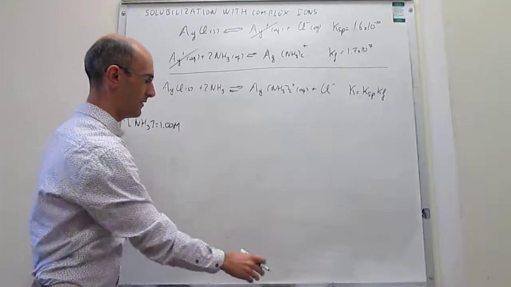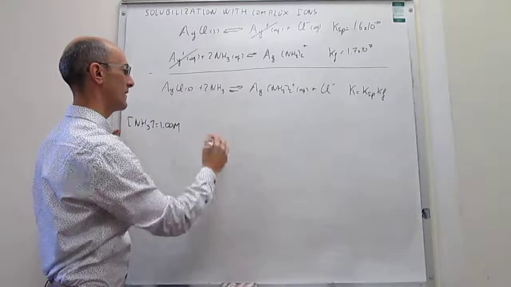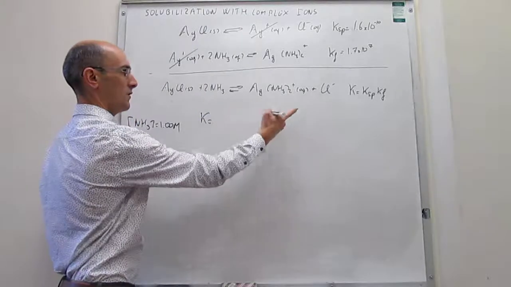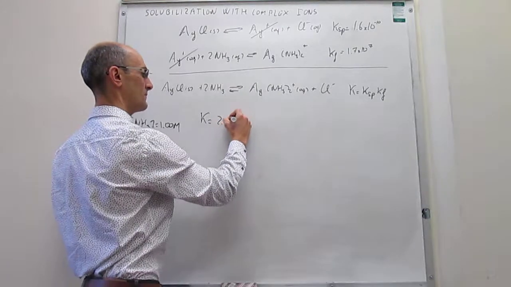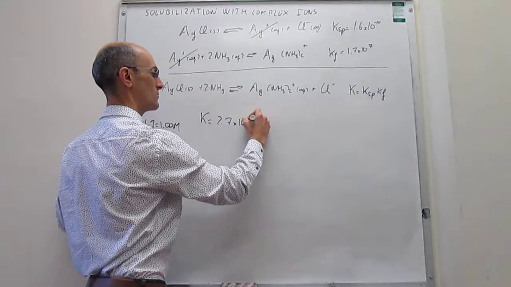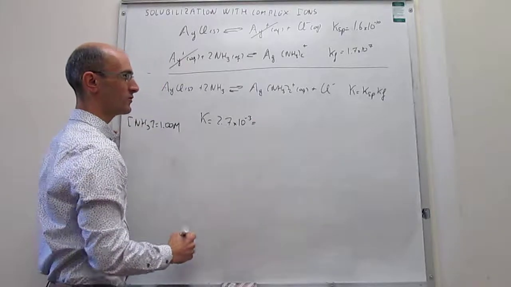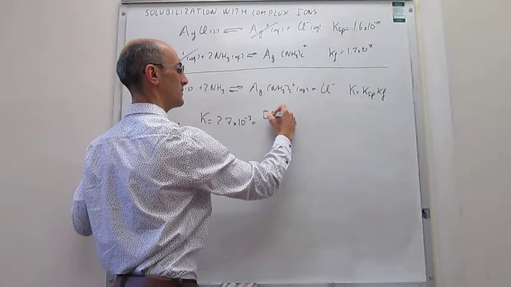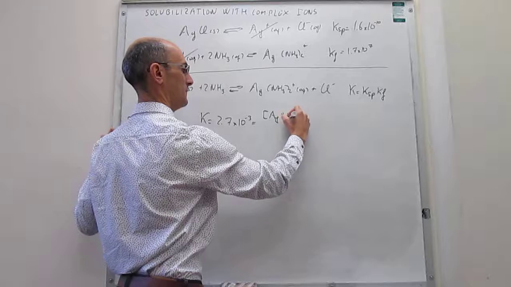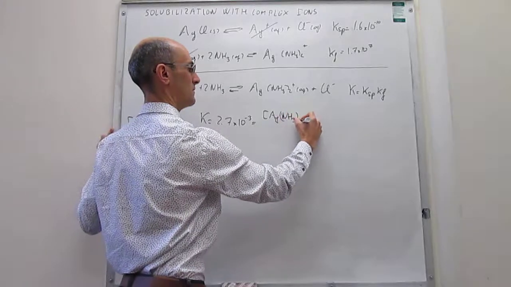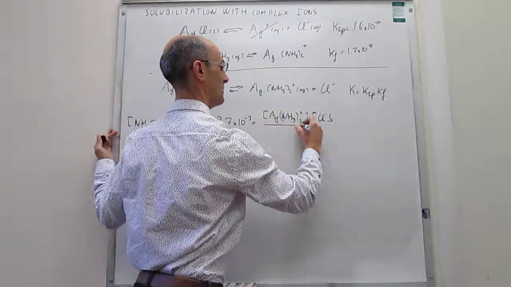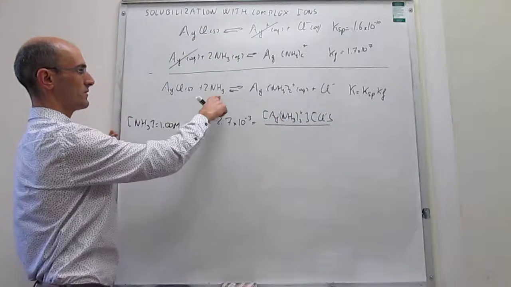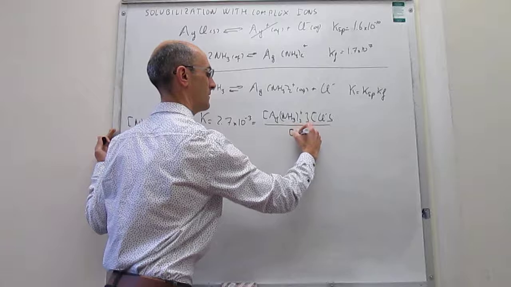All right, so notice that the value of K, which is the product of those two, is going to be equal to 2.7 × 10^-3. And notice that this is going to be equal to the concentration of your complex ion multiplied by the concentration of chloride over the concentration of ammonia squared.